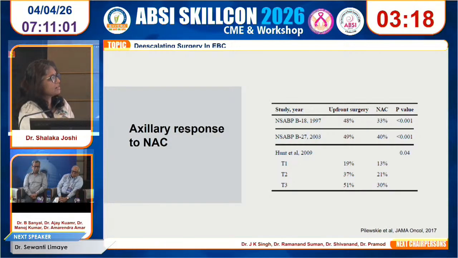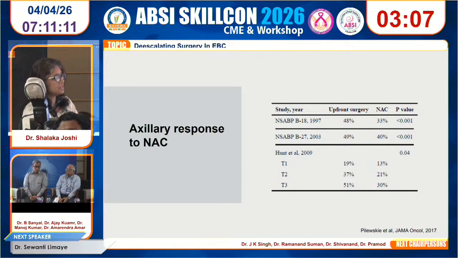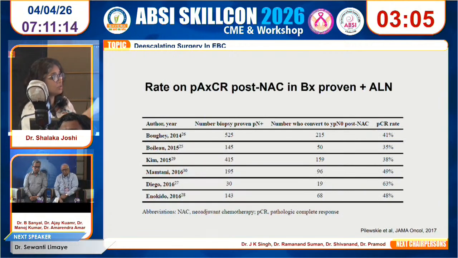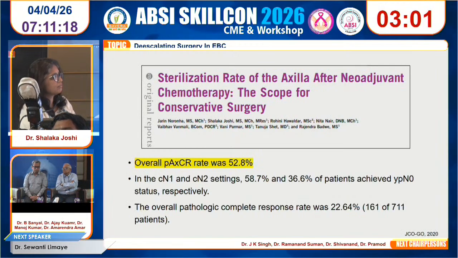So we look at what is the response to neoadjuvant chemotherapy, and if the neoadjuvant chemotherapy is able to sterilize the axilla to a large extent. This is from B18 and B27: 8 to 10% more axilla becomes negative with neoadjuvant chemotherapy. The response obviously depends upon molecular subtype.